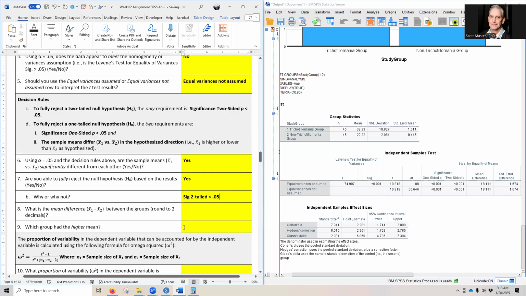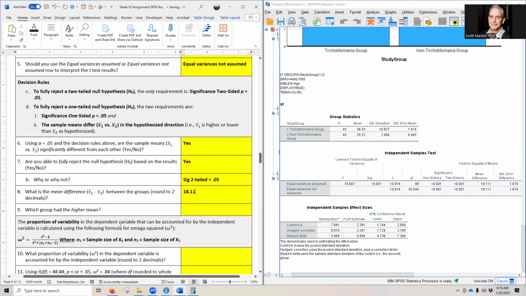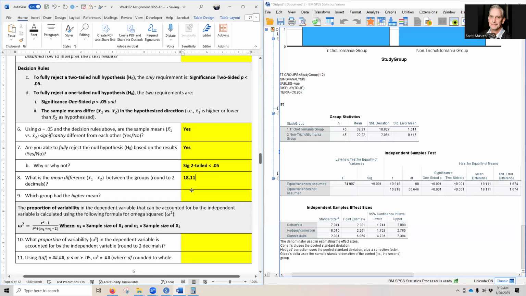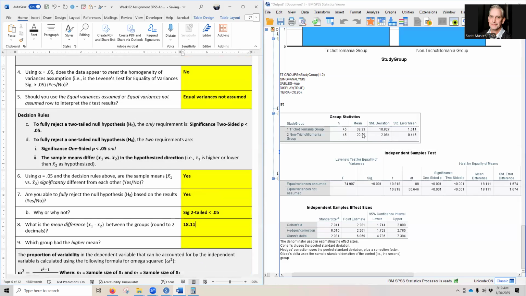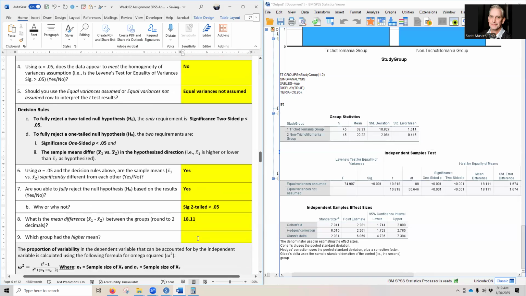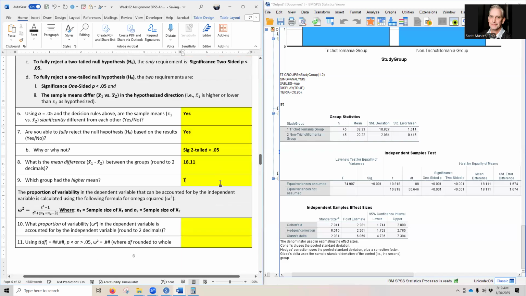Great answer. What is the difference? You could calculate that by subtracting these, or there's a column here that shows the mean difference, 18.11. So on average, they were a little over 18 years different. Which had the higher mean? That is the trich group. So the trichotillomania group was 38 on average versus 20 for the undergrads. So I'm just going to put the trich group.